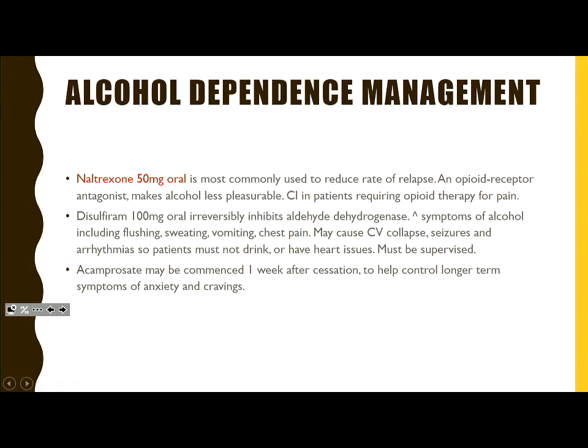The other drug that you sometimes see mentioned is acamprosate, which can help control the long-term anxiety and cravings that you can have. And sometimes doctors will choose to combine acamprosate with naltrexone, because that can be a bit more effective together.